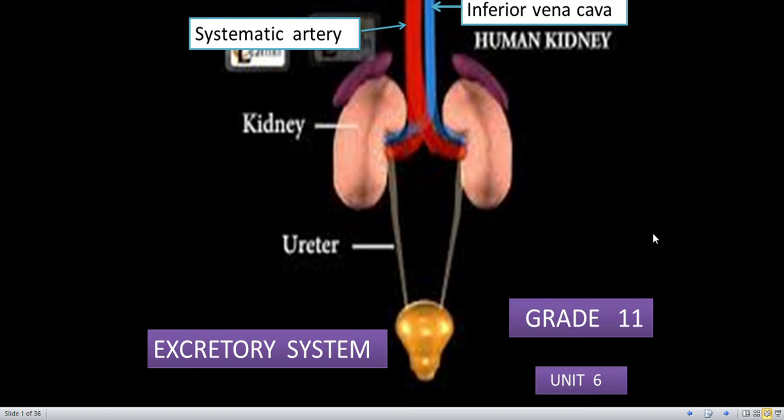Kidneys are the main organ of the human excretory system. Also, every individual has a pair of kidneys. They are located one on each side of the spine at the level of the liver. Now you can see in this picture the two kidneys and the pair of ureters and the bladder.